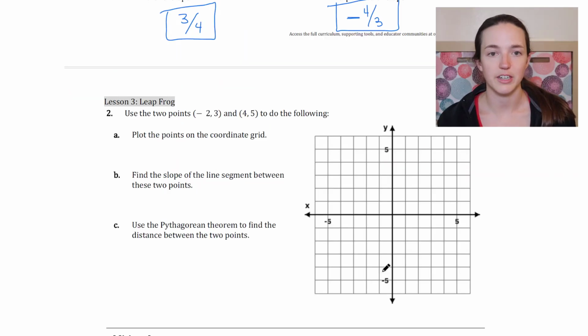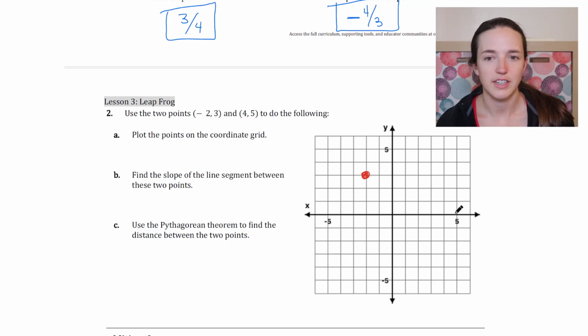Okay, last thing, number 2, use the 2 points to do the following. Part A, plot the points on the coordinate grid. Well, that's easy. -2, 3 would be right here. And then 4, 5 would be right here. I'm just going to go ahead and connect them. Not my best straight line, but it'll do.